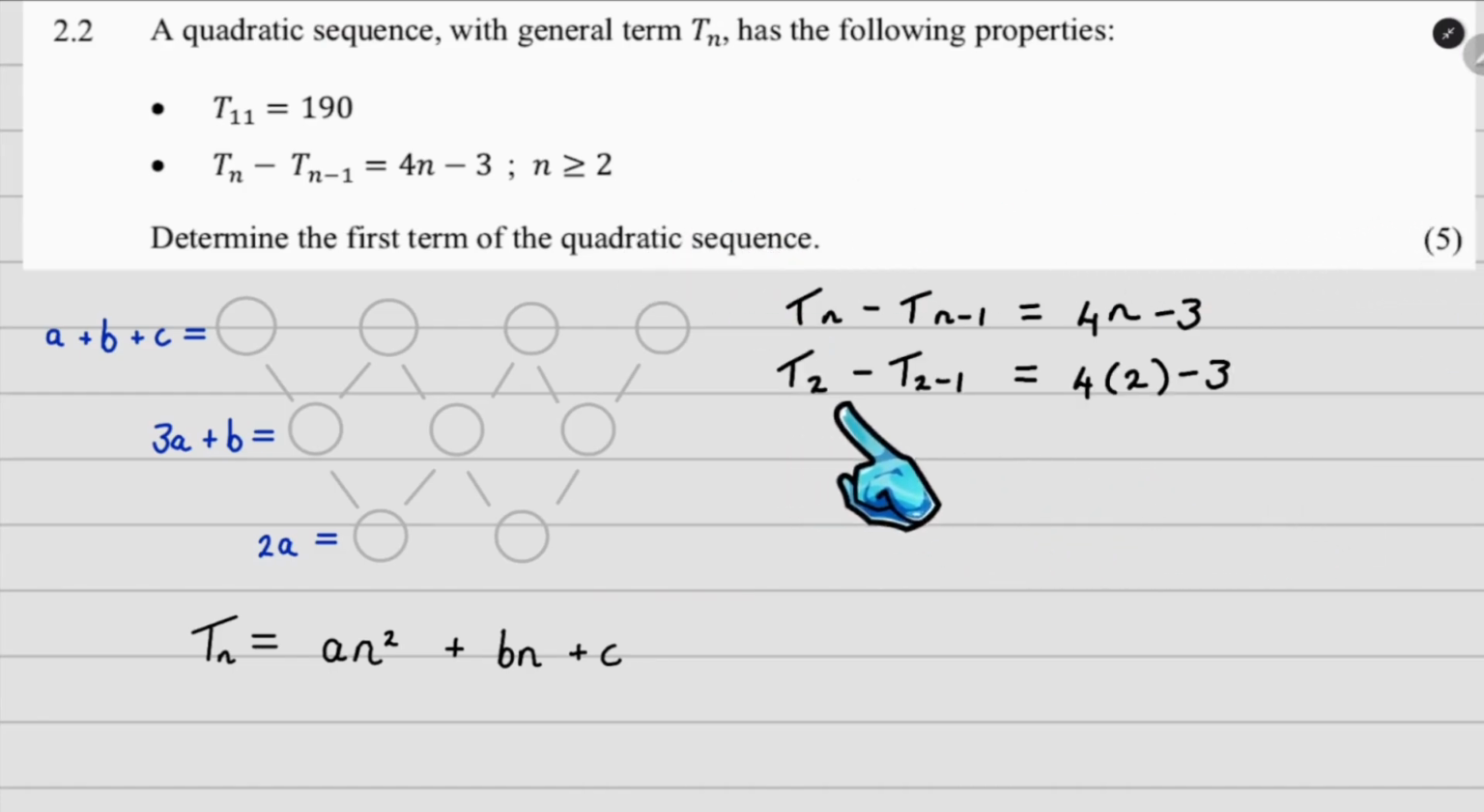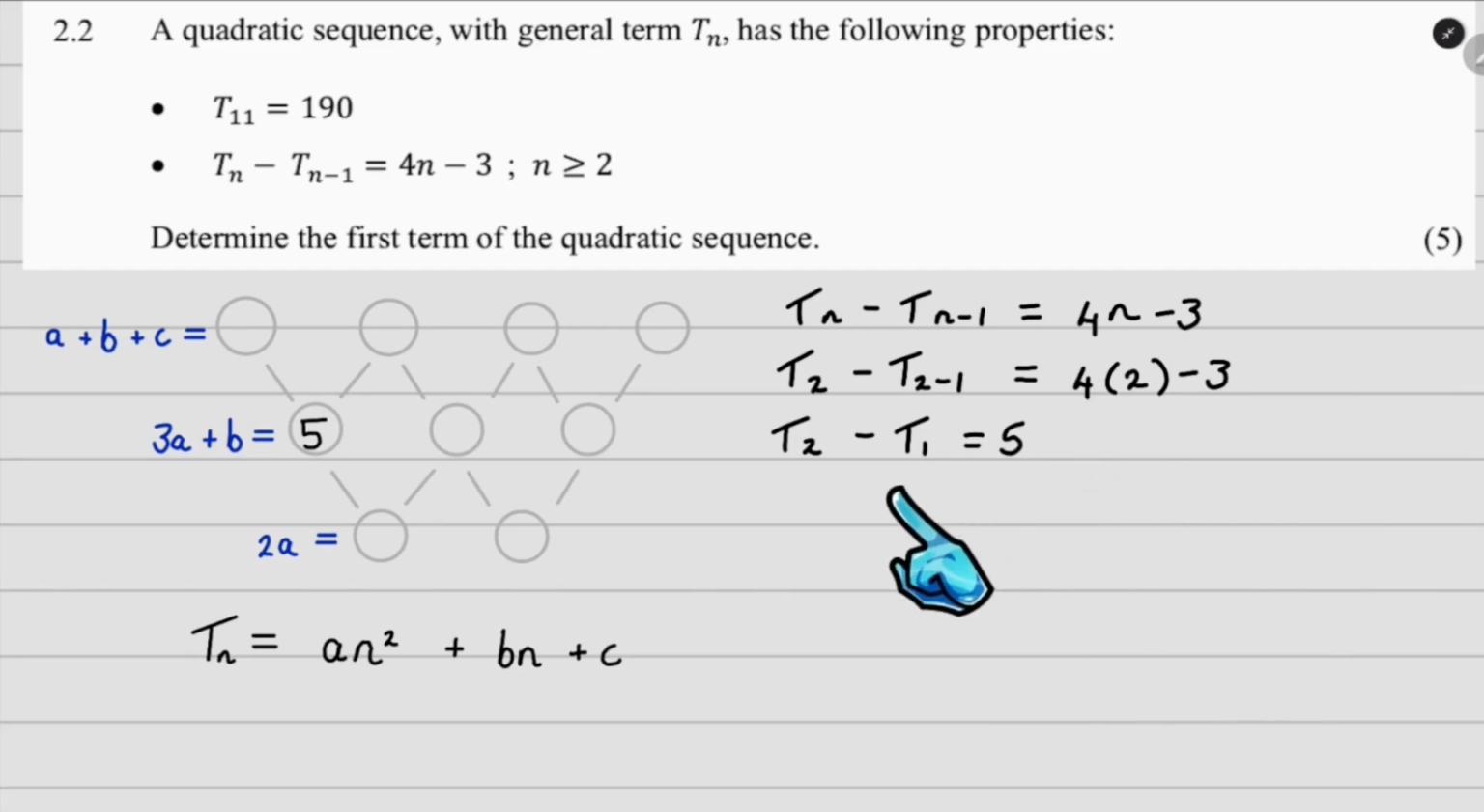Okay, and then I'm going to simplify that a little bit. 2 minus 1 is just 1. 4 times 2 is 8. 8 minus 3 will give me 5. And that 5 is going to be my first number over here.